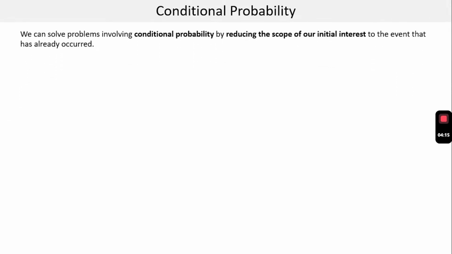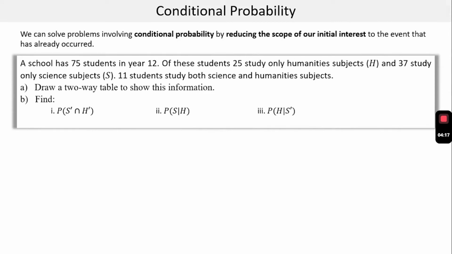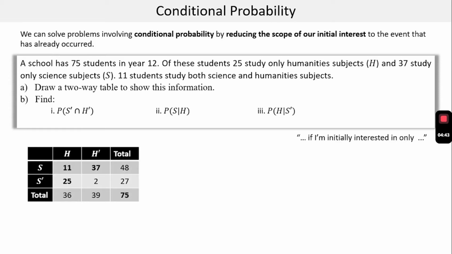So here we're given some data and we're told to make a 2-way table. We know the grand total of students is 75. 25 of them study only humanities. 37 study only science subjects. And we know that 11 students study both science and humanities subjects. If we start with those 4 values in a 2-way table, we can then fill in the blanks.